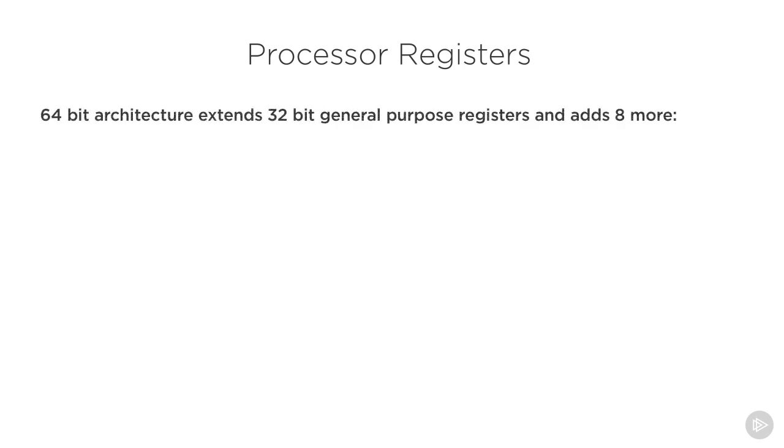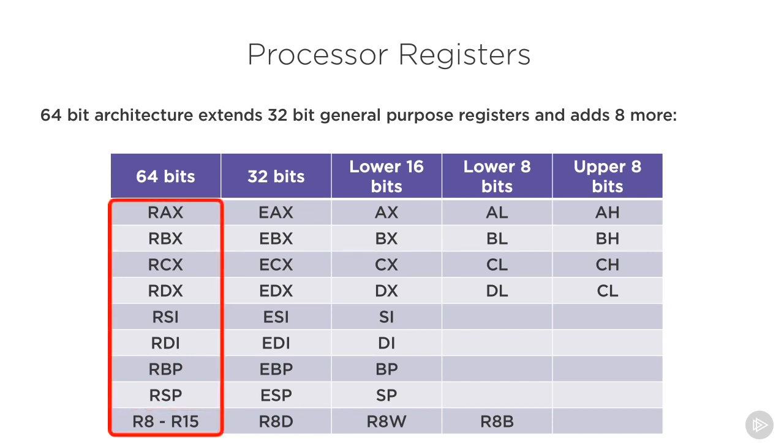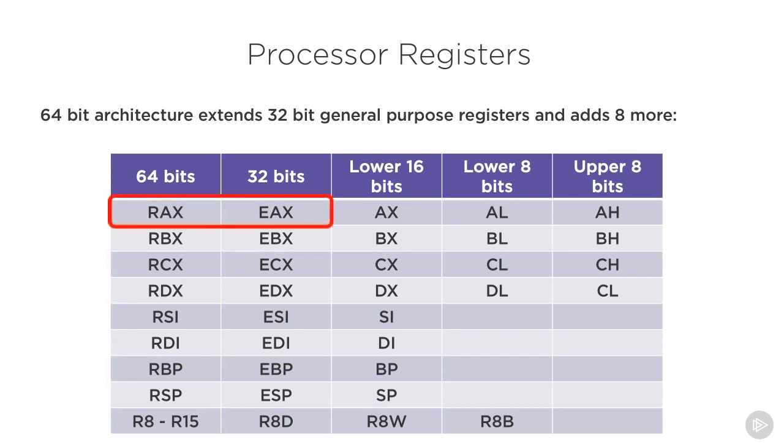With 64-bit architecture, which is the more prevalent nowadays, it not only extends the 32-bit general-purpose registers, but it also adds 8 more. As you can see in this table, R8 through R15 are added to the registers available to the CPU. In addition, the 32-bit registers are extended to become 64-bit registers. For example, EAX now becomes RAX. Similar to our previous discussion, these registers can be broken down, and you can use this table in order to understand what components of any specific register can be directly referenced.